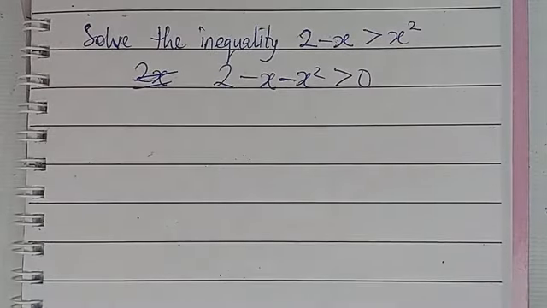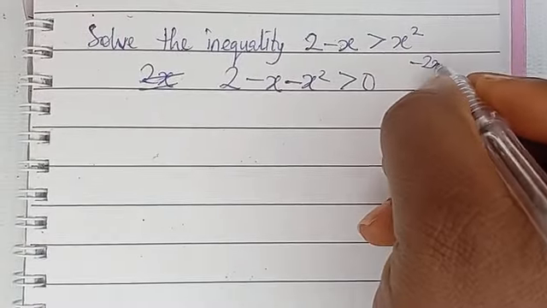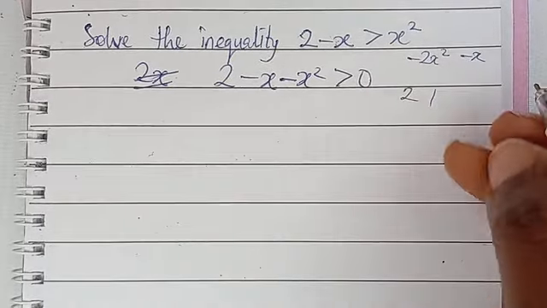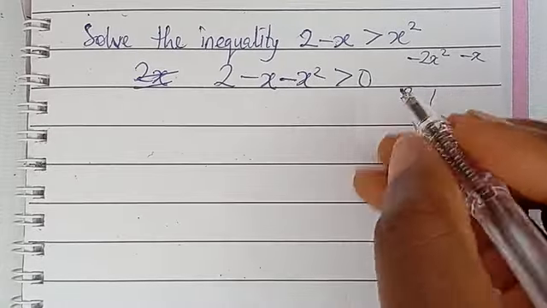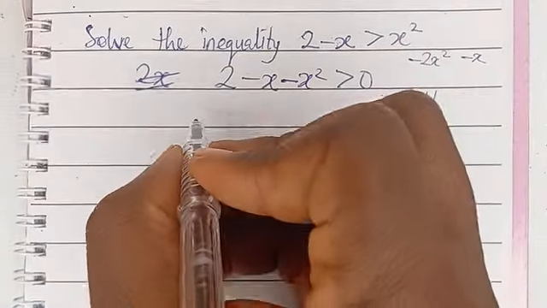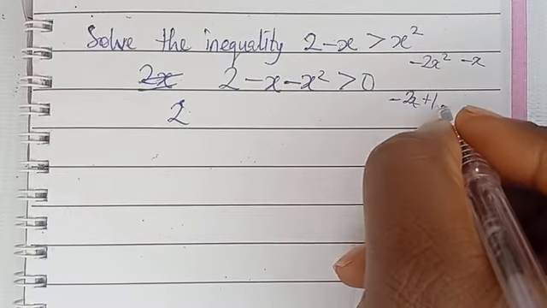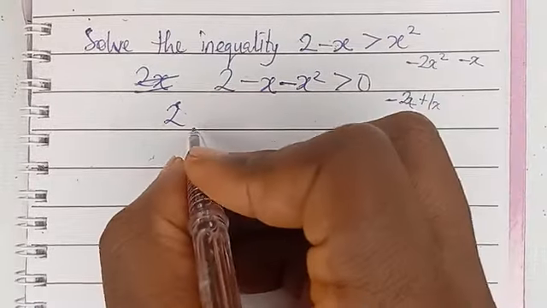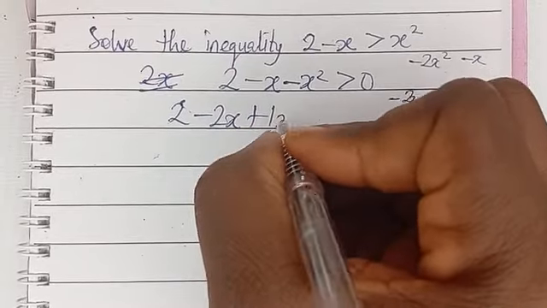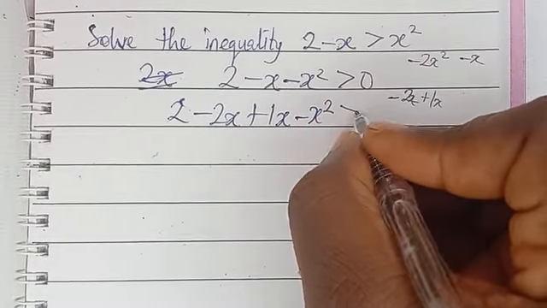Always rearrange and solve. Okay, without wasting further time, we have negative 2x squared and we have negative x. So our values are 2 and 1. Since we needed to subtract to get the middle term, this carries the minus, this carries the plus, right? And then we replace the middle term by minus 2x and plus 1x. So 2 minus 2x plus 1x, and then we bring down minus x squared greater than 0.